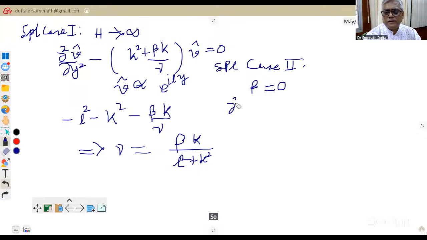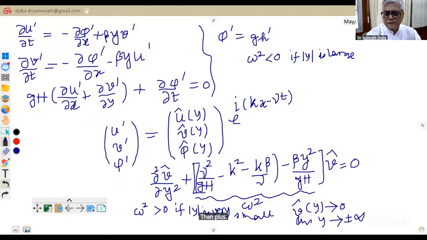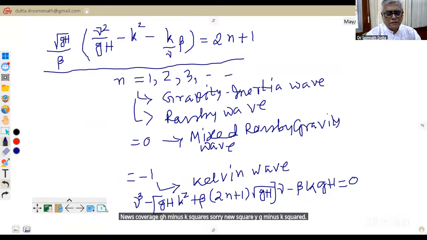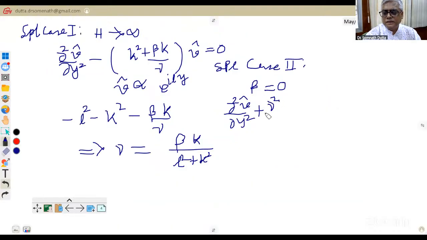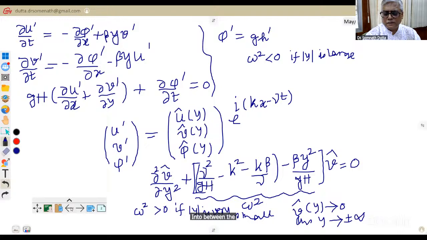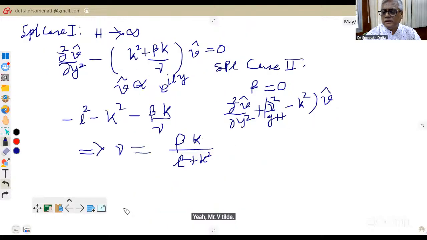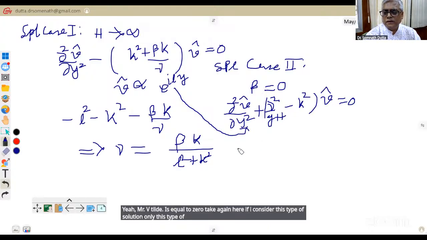Then we will have del 2 v tilde del y2 plus nu square by gh minus k square into v tilde is equal to 0. Again here, if I consider this type of solution only, then we will get minus l square plus nu square by gh minus k square is equal to 0.